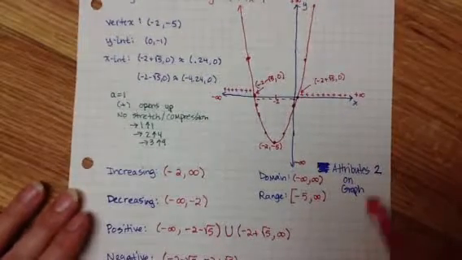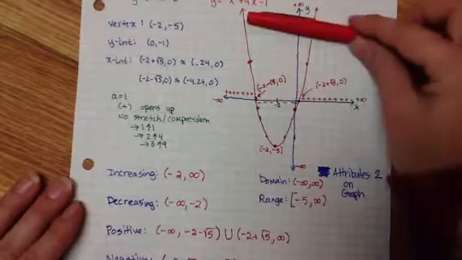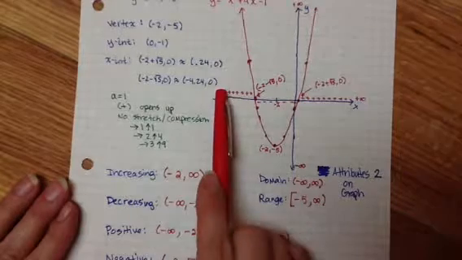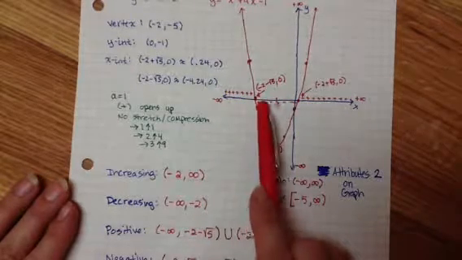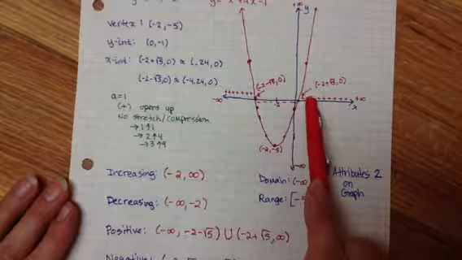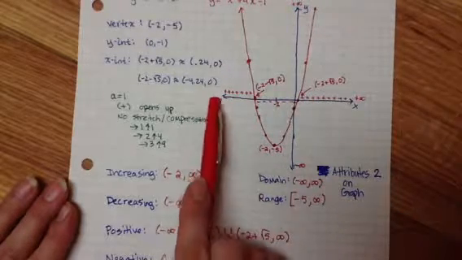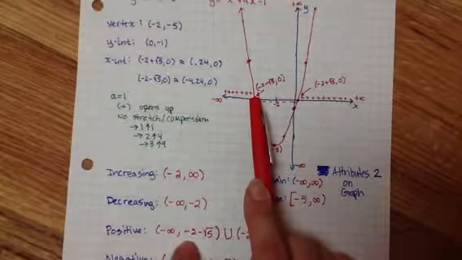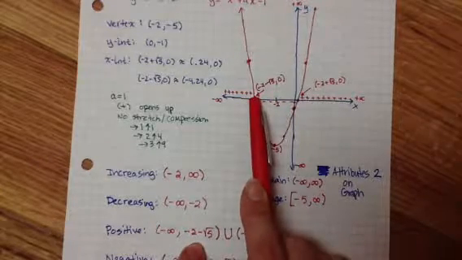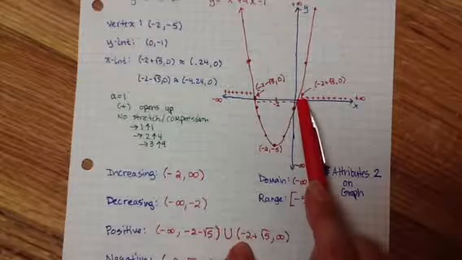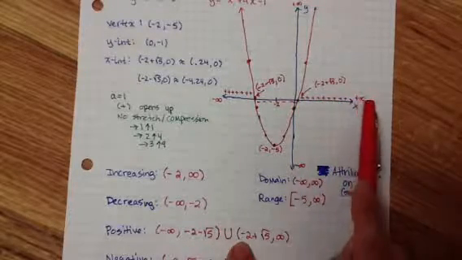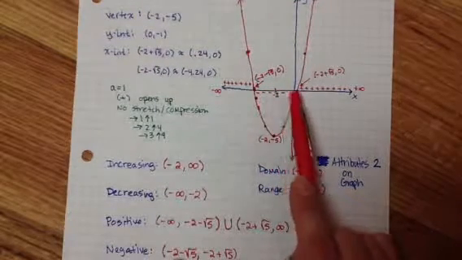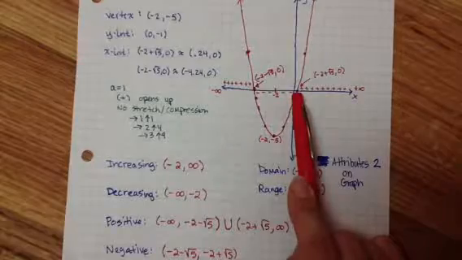Positive and negative. Remember that positive means above the axis, negative means below. So anywhere your graph is above the axis, we can write plus, plus, plus, plus, plus, and then below, minus, minus, minus, minus, minus. And then you look on this number line from negative infinity to negative 2 minus the square root of 5. It's positive, so that's this part. And then again it's positive from negative 2 plus the square root of 5 all the way to infinity. It's negative between negative 2 minus the square root of 5 and negative 2 plus the square root of 5.